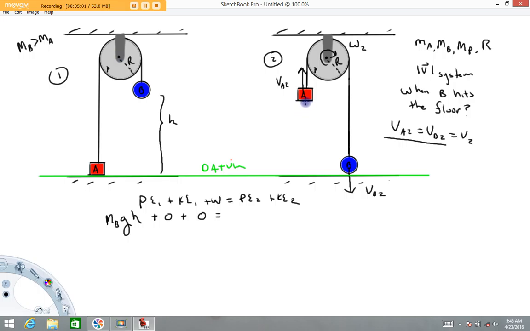All right, we'll look over here to the right. Under PE2, this one's got a potential energy, M sub A gh. This one is at the datum, so its potential energy is 0. This one's already been considered.